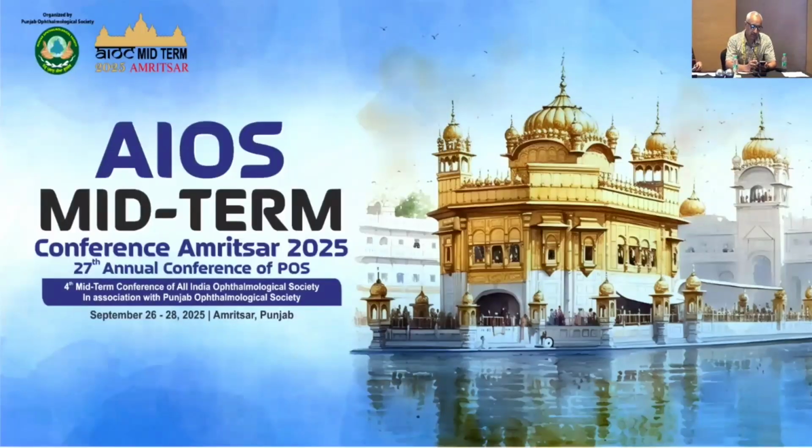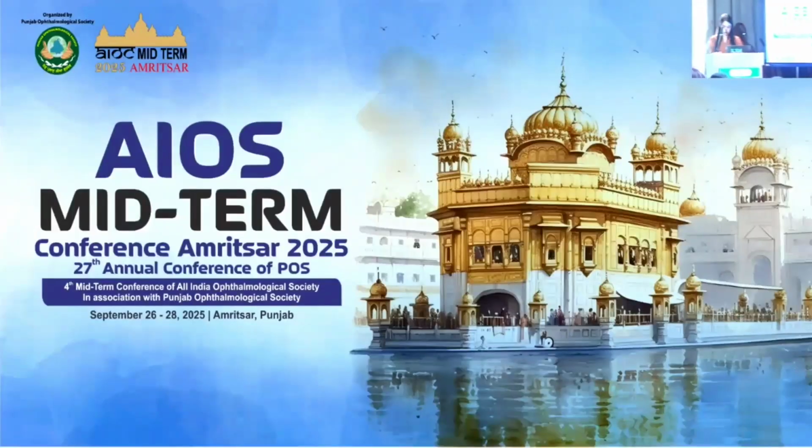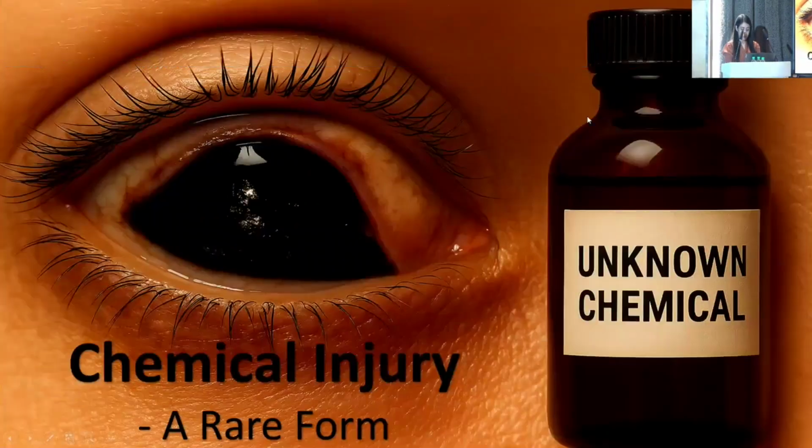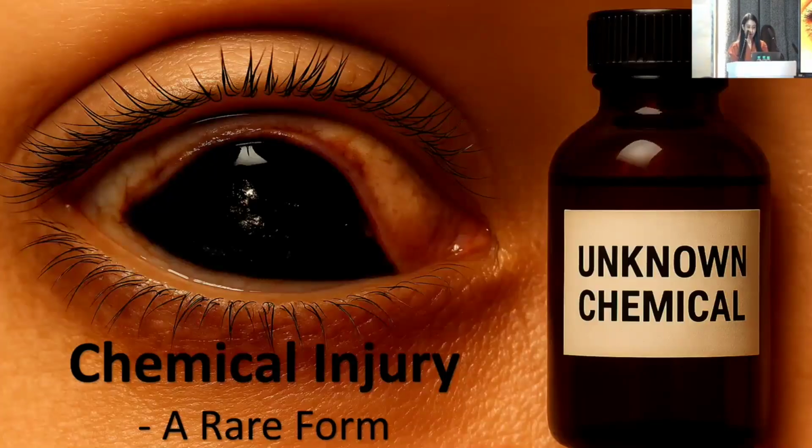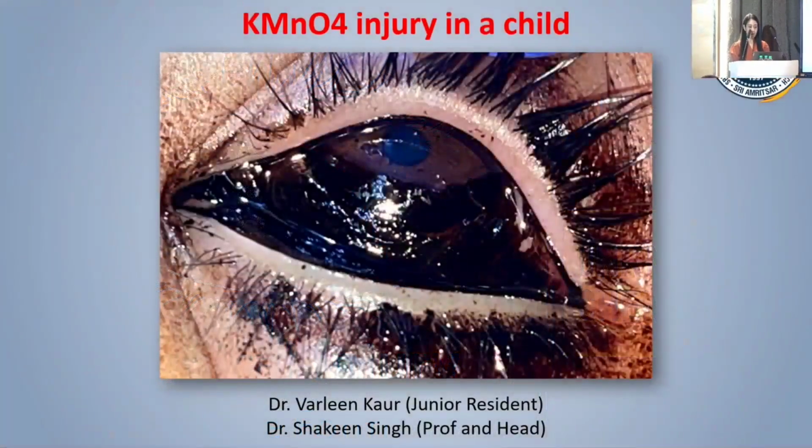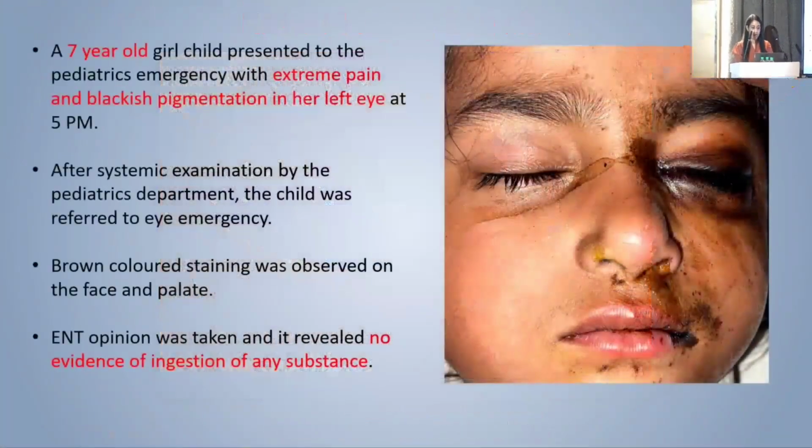This case presentation, ocular injury due to KMnO4, by Dr. Verleen Kaur. Good morning, everyone. I'll be presenting a rare case of chemical injury, that was a KMnO4 injury in a child. A 7-year-old girl presented to us with extreme pain and blackish pigmentation in her left eye.